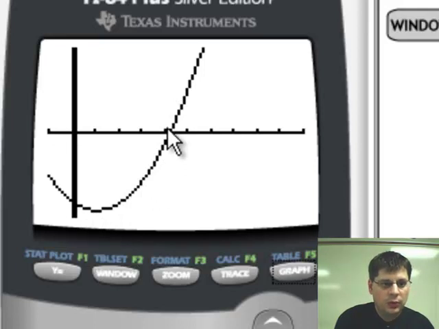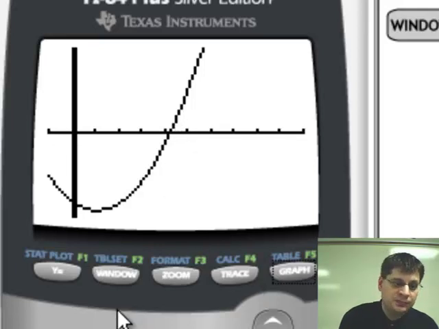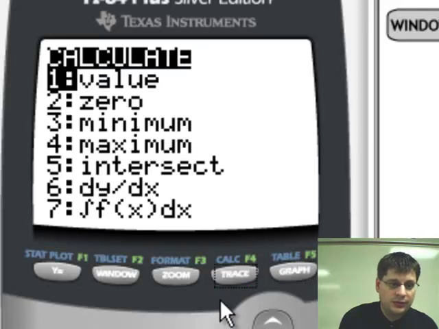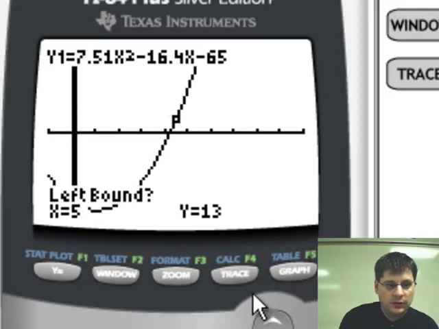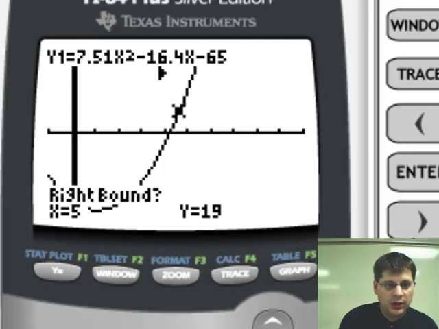But more importantly, I can see where the value of 0 is on here, and I'm looking for values where the teams are going to be greater than 0 in our equation. So I want to figure out what that point is. So I'm going to go to second in calc, and I'm going to be using the 0 feature. So I'm going to go to the left of it and press enter, and I'm going to go to the right of it.